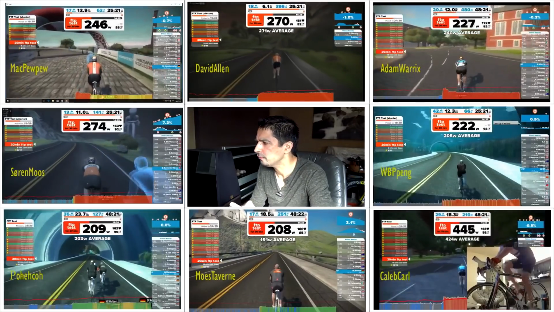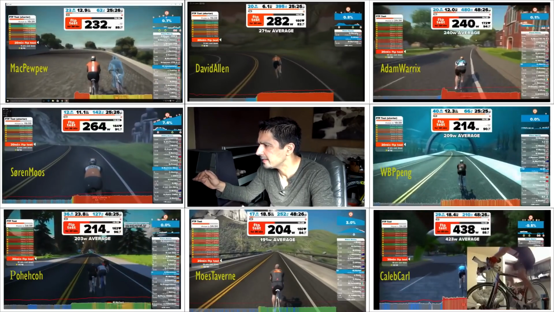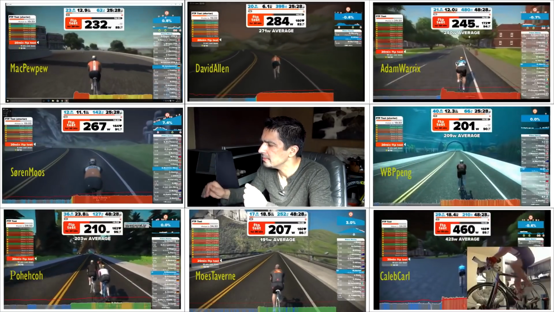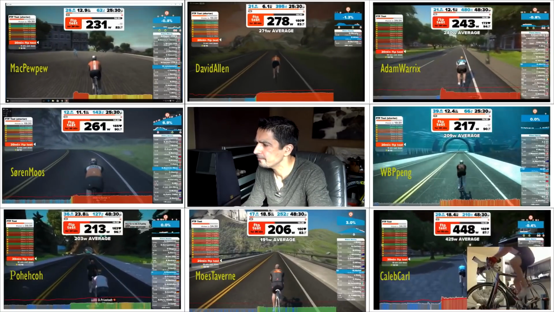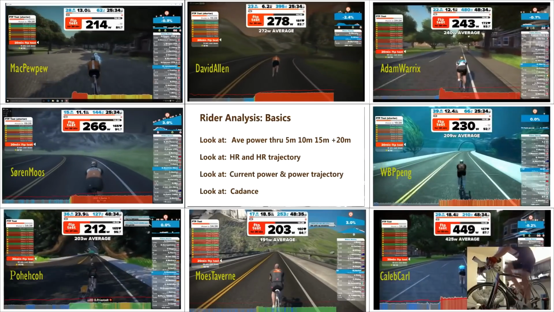He's pretty much in zone 4 or 5. So his average pace line may not be that bad, but it's very juddery, meaning his power delivery isn't necessarily that steady at the same time. Now let's have a look at Soren here.